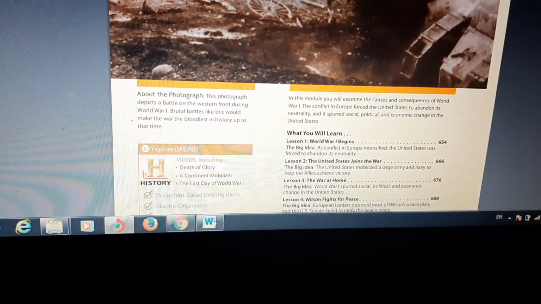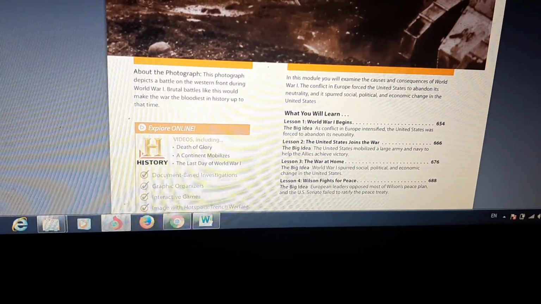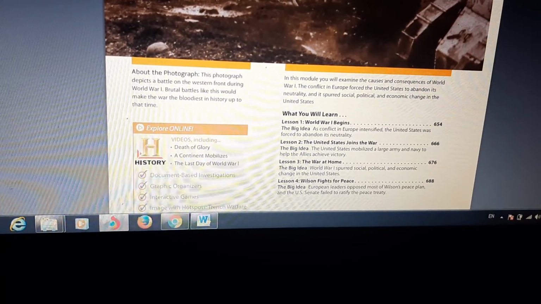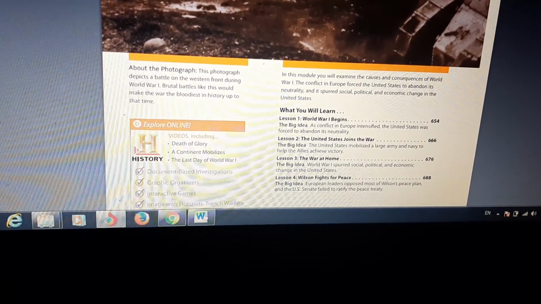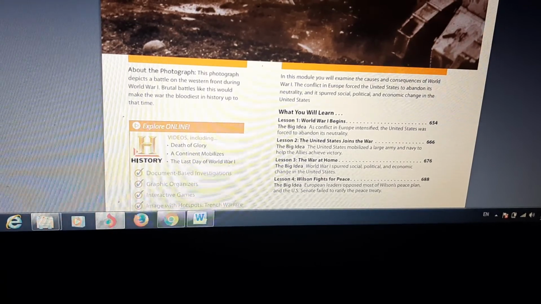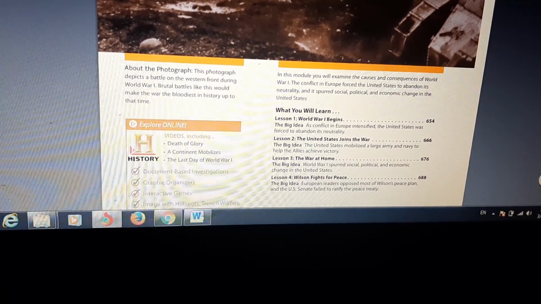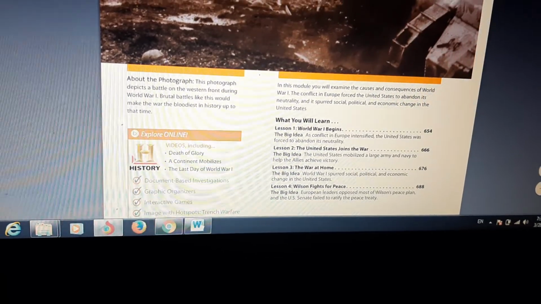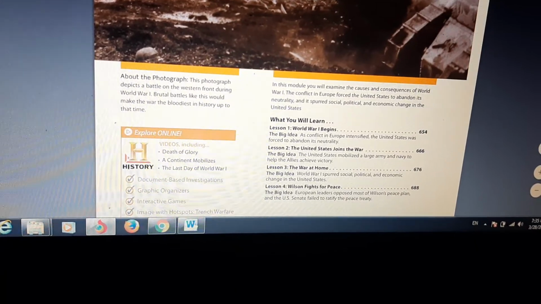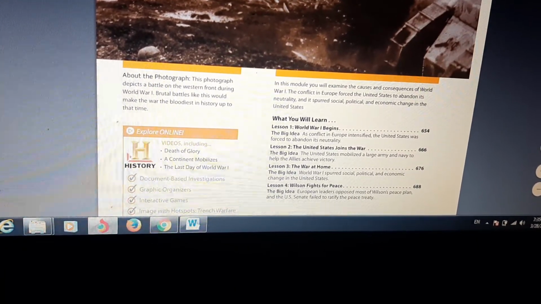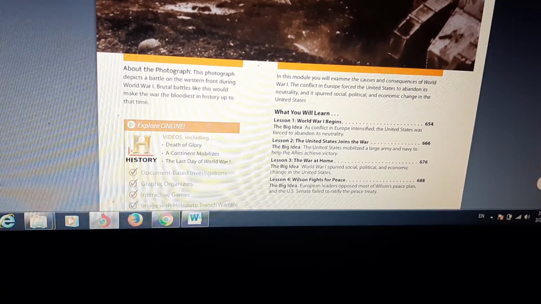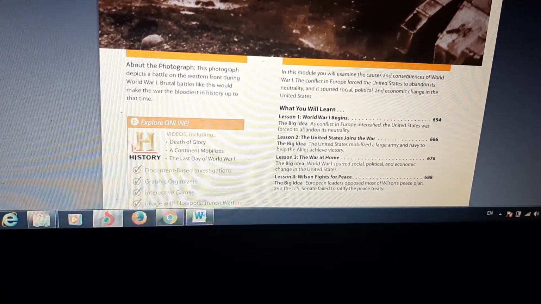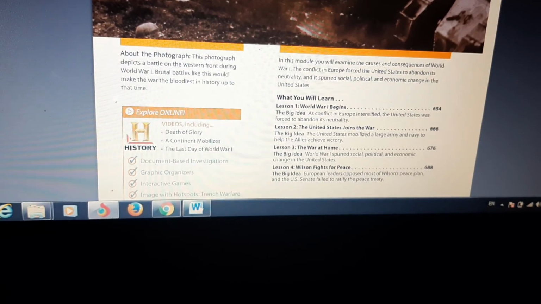We're going to be studying mainly four lessons. The first one is how the world begins, and as the conflict in Europe intensified, the United States was forced to abandon its neutrality. So actually, the United States was neutral. Neutral means that the United States didn't want to take part in that war anyway, but the United States had to take part. Then the United States joins the war. How the United States joined the World War One? The United States mobilized a large army and navy to help the Allies to achieve victory.